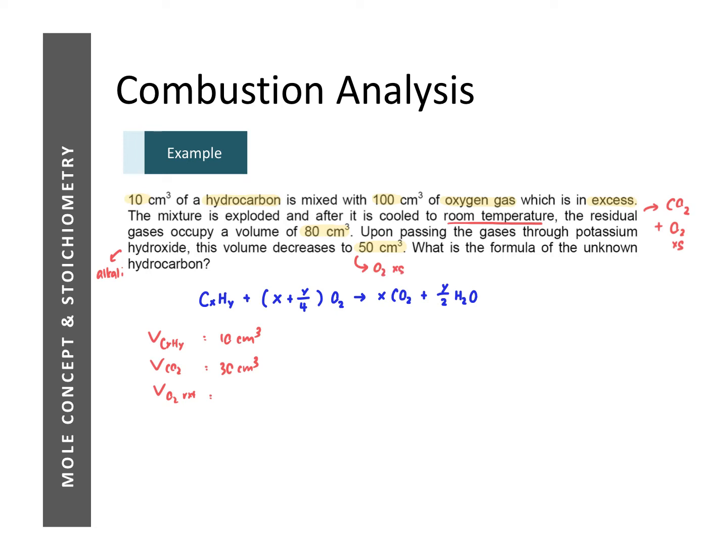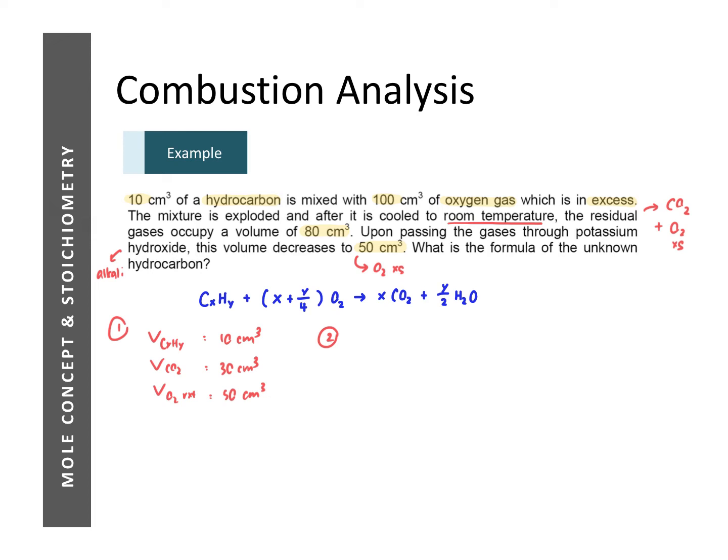Given that we started with 100 cm³ of oxygen gas, and after the combustion we have 50 remaining, the volume of O2 reacted would be 50 cm³. This is step number 1. Step number 2, then, we compare the volume ratio to the coefficient ratio in order to find x and y.